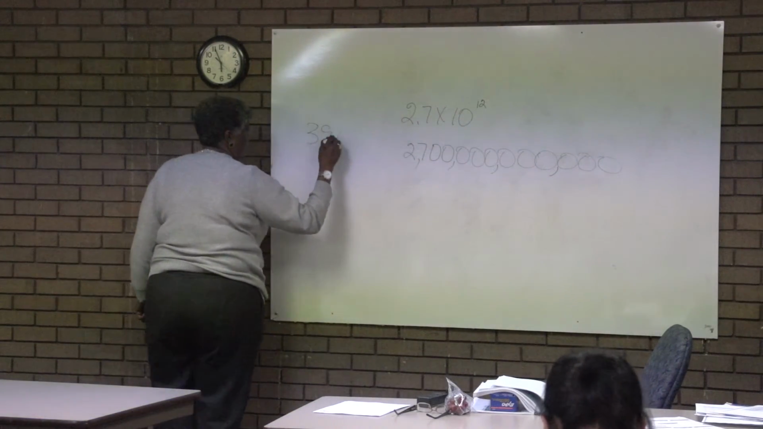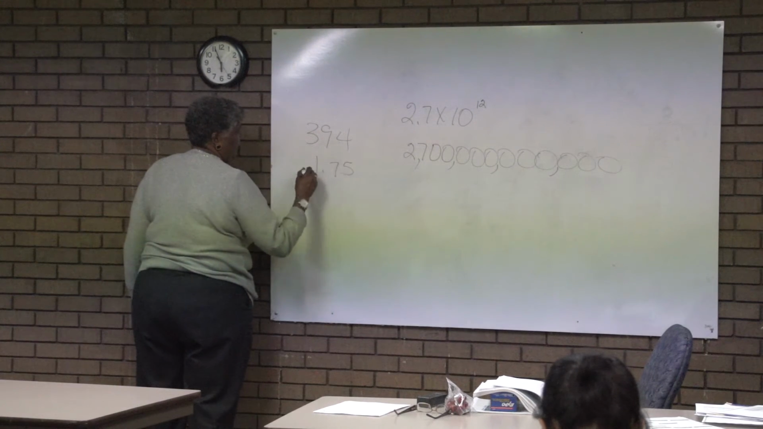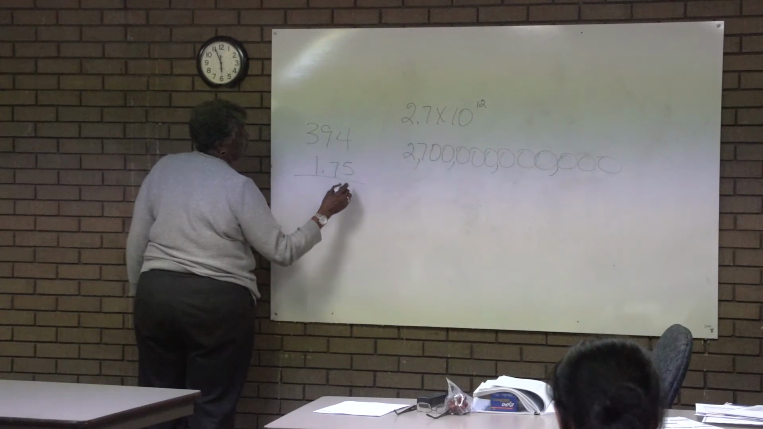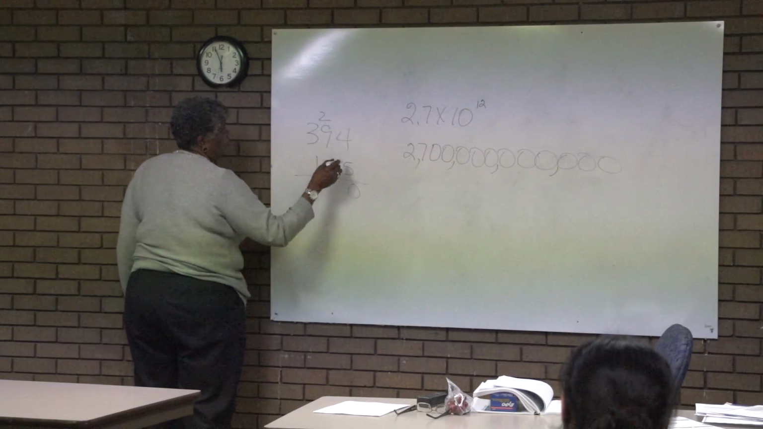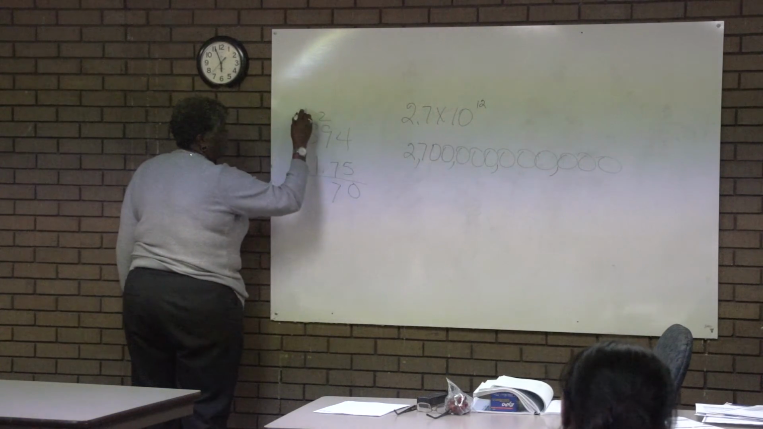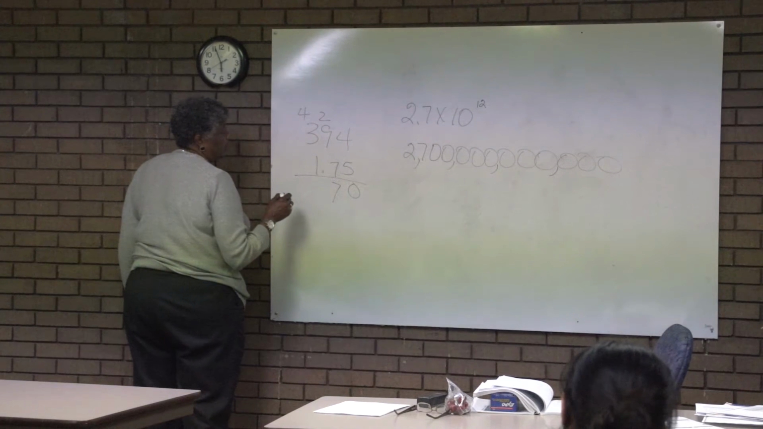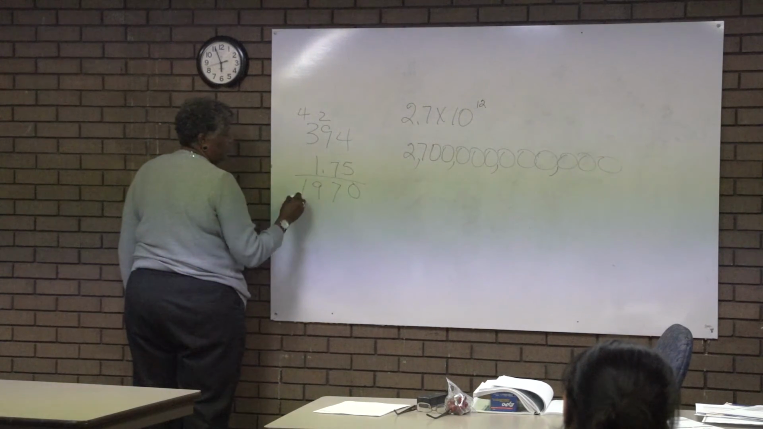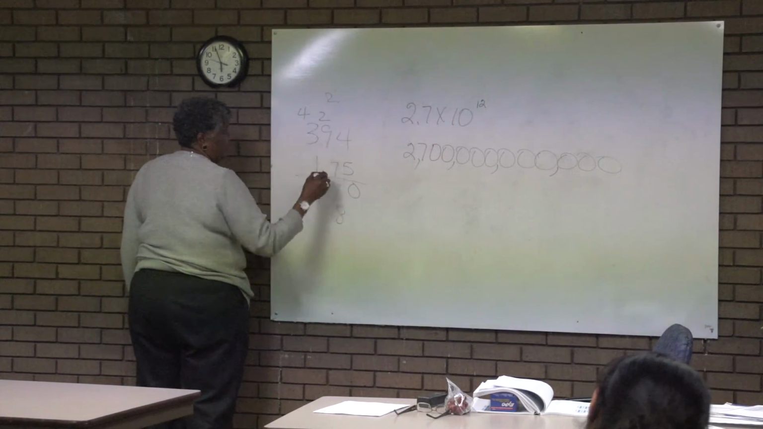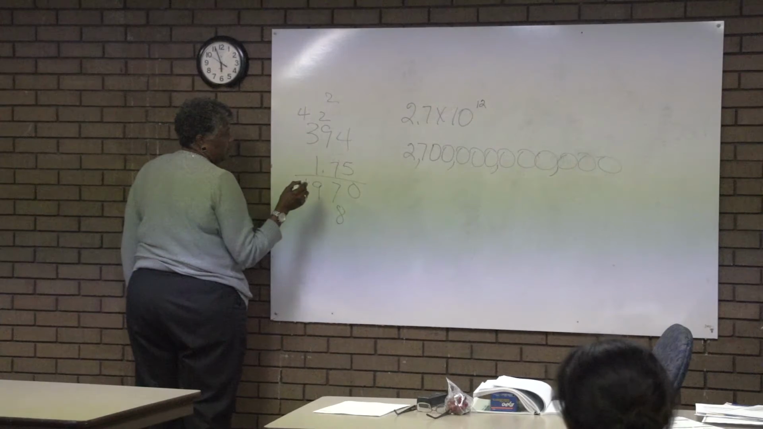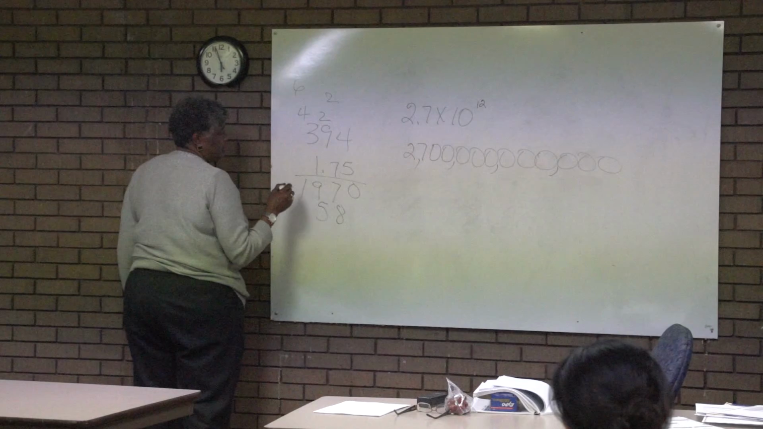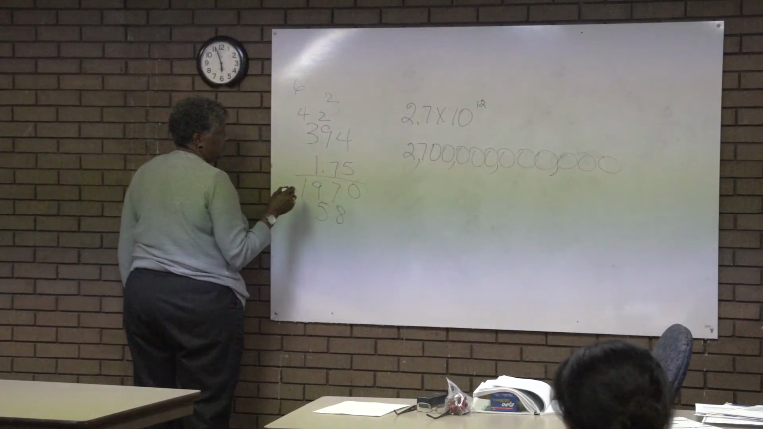394 times 1.75. 5 times 4 is what? 20. You're not sure? 2 people sure? 20. 9 times 5 is 45. 45 plus 2? 47. 5 times 3? 15 plus 4? 19. 7 times 4 is 28. 7 times 9 is 63 plus 2? 65. 7 times 3 is 21 plus 6?